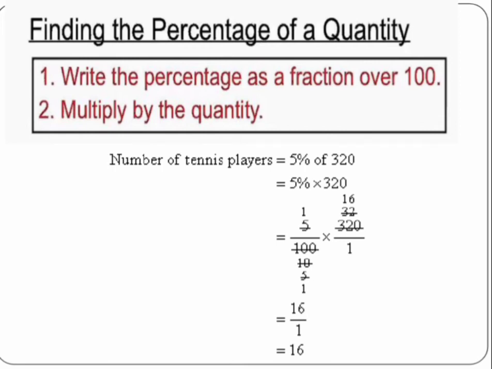Number of tennis players are given: 5% of 320. Here, of means multiply. So 5% multiply 320. And 5% will be written in the fractional form. It will become 5 upon 100 into 320. And 320 is the only number, so we write it as 320 upon 1. Now we are going to convert it into the simplest form. So we get the answer as 16 upon 1. And 16 upon 1 will be written as 16 only. In this way, we are going to find the percentage of a quantity.